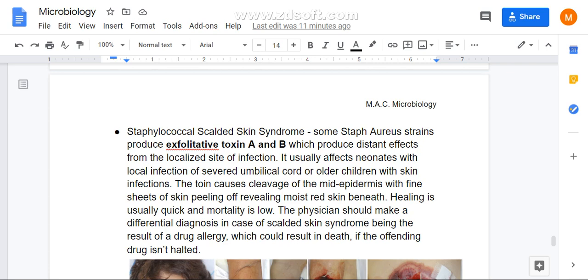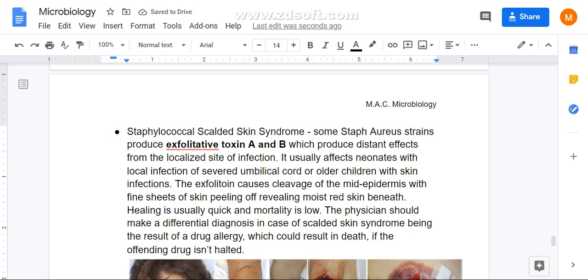The exfoliative toxin. Where is this exotoxin? Whatever it's spelled, I can't remember. Exfoliative toxin causes cleavage of the mid-epidermis with fine sheets of skin peeling off, revealing moist red skin beneath. Okay, healing is usually quick and mortality is low. The physician should make a differential diagnosis in case of scalded skin syndrome being the result of a drug allergy.